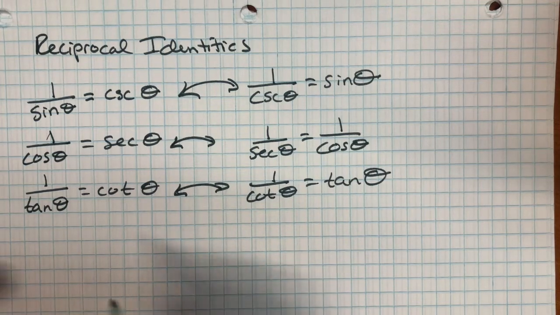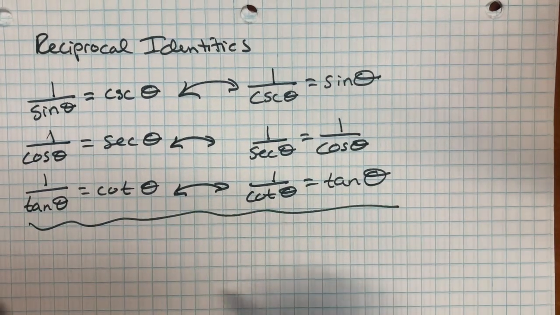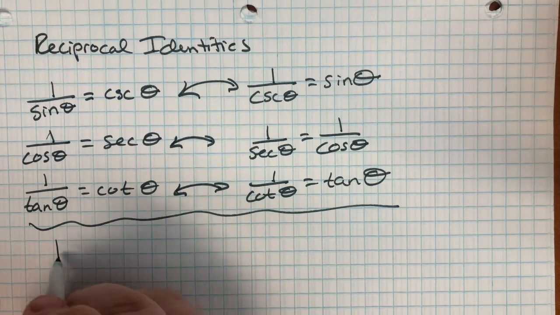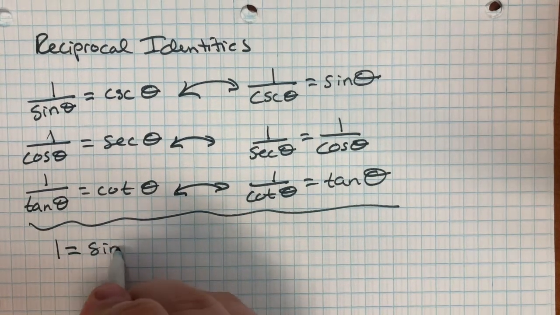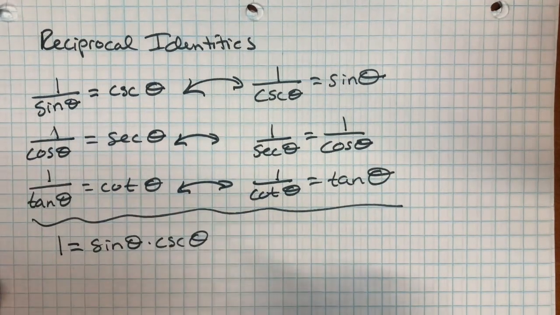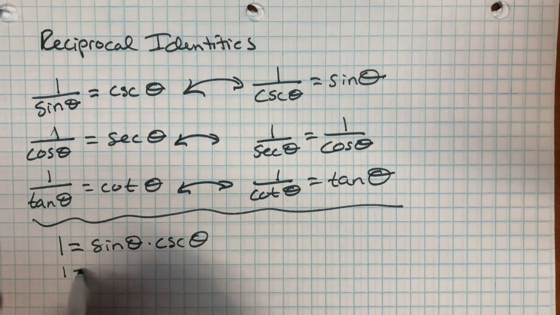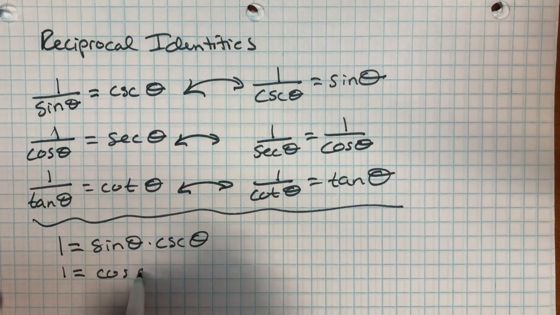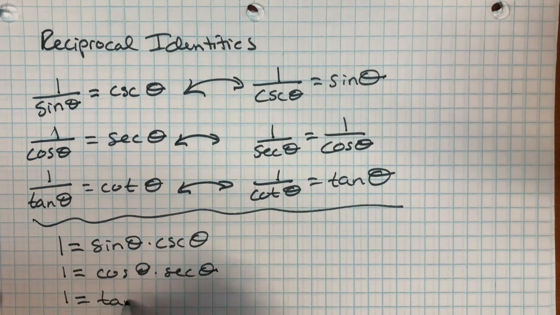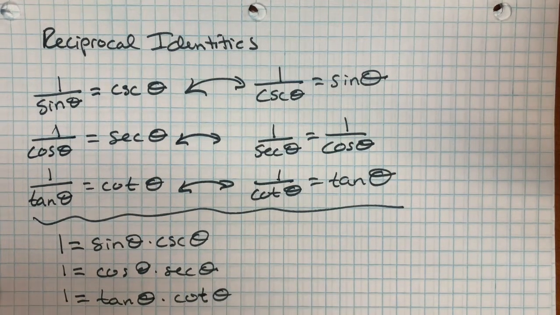And if you want, you could write an equivalent version of these. Multiply that secant over. 1 equals sine theta times cosecant of theta. I think I said secant, but that's definitely sine. Or 1 is cosine theta times secant theta. Or 1 equals tangent theta times cotangent of theta.